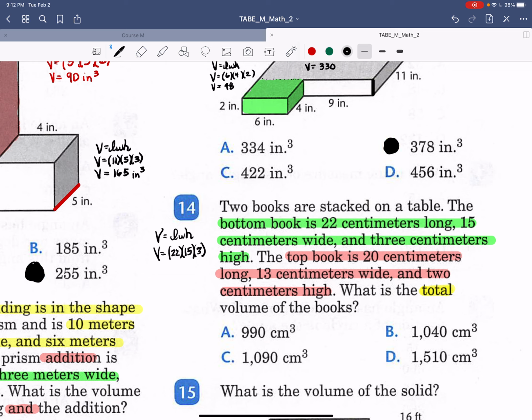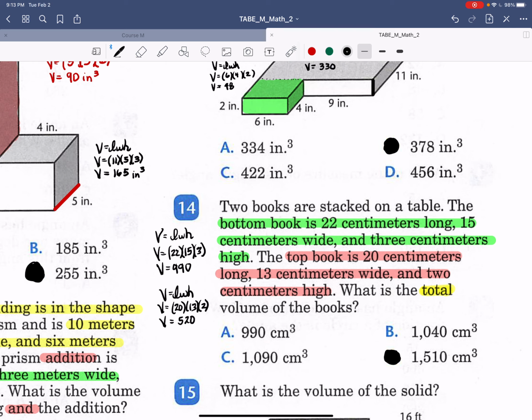So 20, 13, and 2. 20 times 13 times 2 is 520. Add that to the 990, and you've got it. 1,510 cubic centimeters. And that is number 14. Answer is D, as in dog.